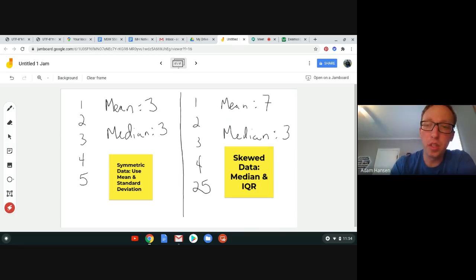In our previous video, we looked at how to summarize using median and IQR using box plots. We're going to look at mean and standard deviation here in symmetric data sets and how to summarize and calculate those types of values.